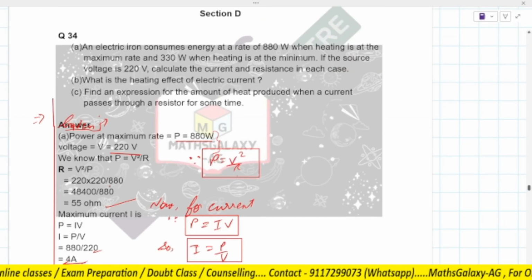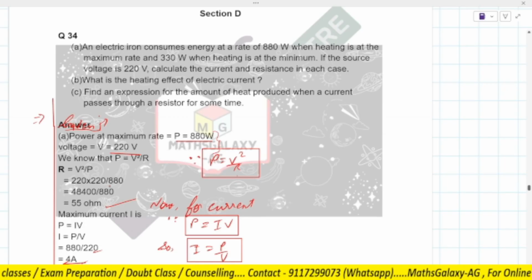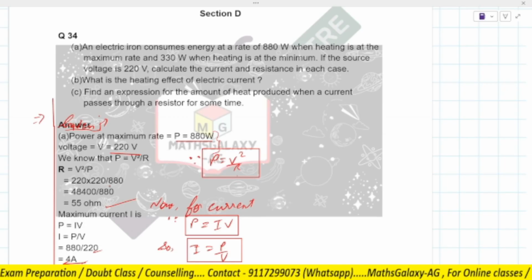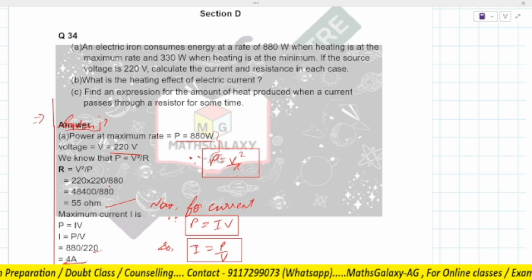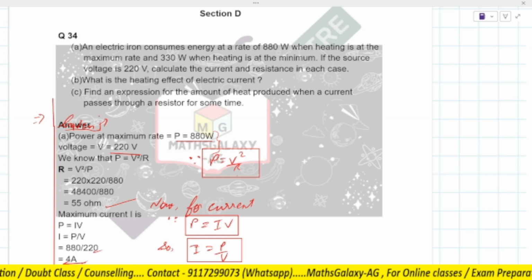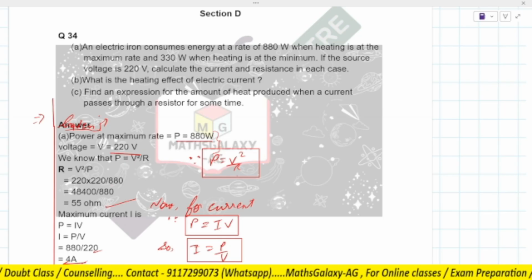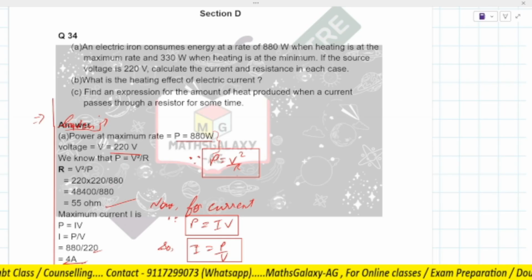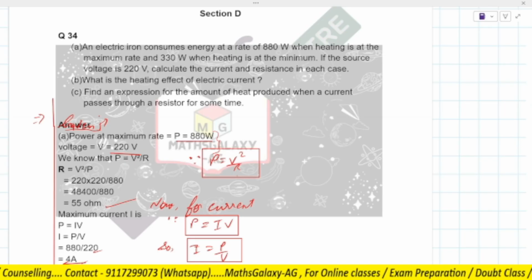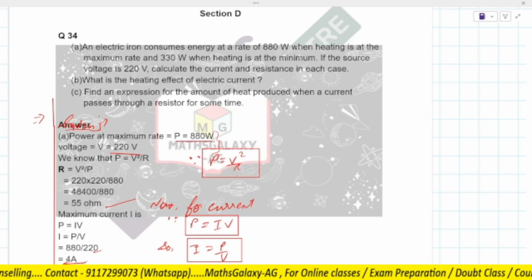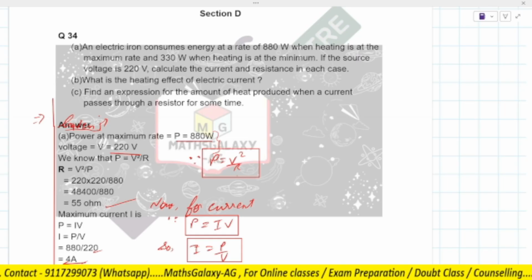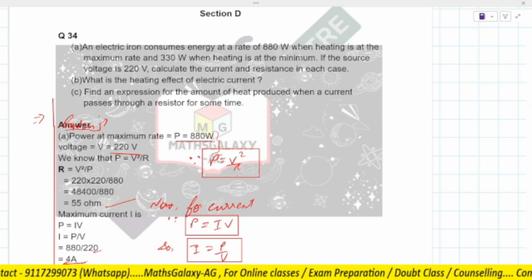Now, what is the heating effect of electric current? Can you explain it? Heating effect of electric current. When the current is passed through a conductor, the heat produced due to the current is the heating effect.